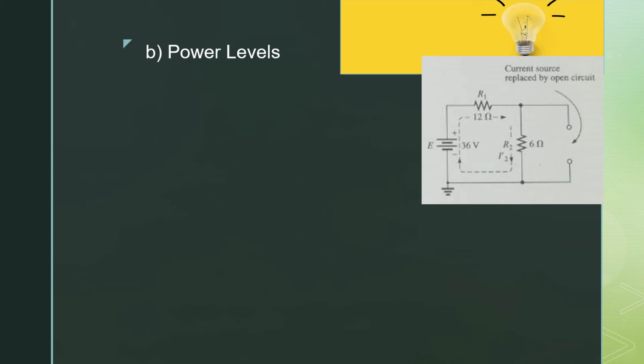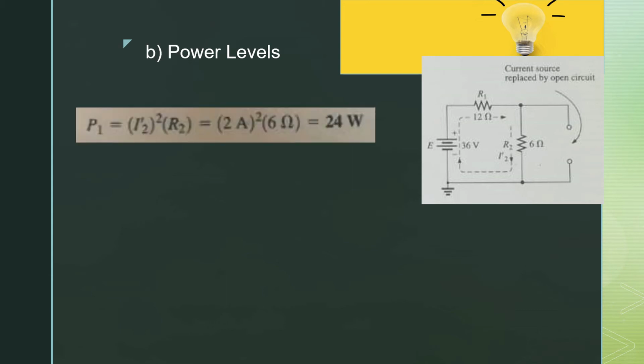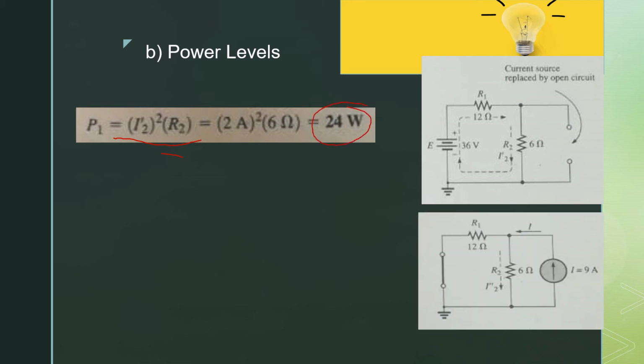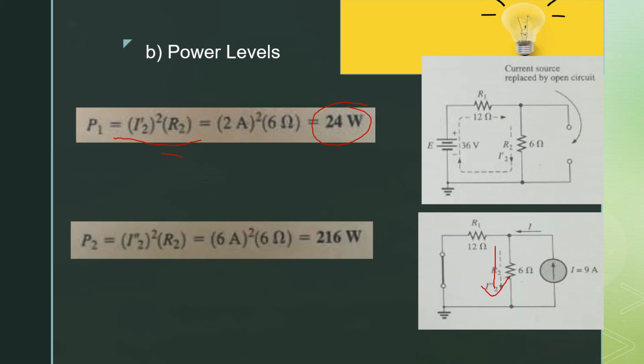Now solving for the second part of the question, power levels. From the figure you will see that the I2 prime current is flowing in the downward direction, which is equal to 2 ampere. So the power is equal to I2 prime square into R2, which is equal to 24 watts. Now when we take the current source, you will see that the current I2 double prime flowing in the downward direction is basically equal to 6 ampere. So when we substitute the values in the power relation, we will get the value 216 watt.